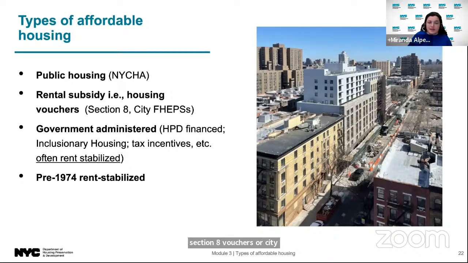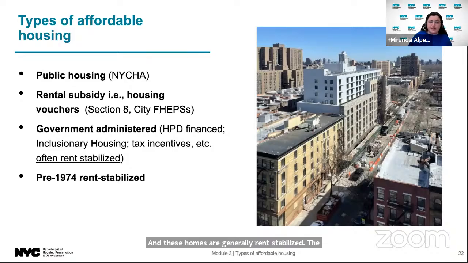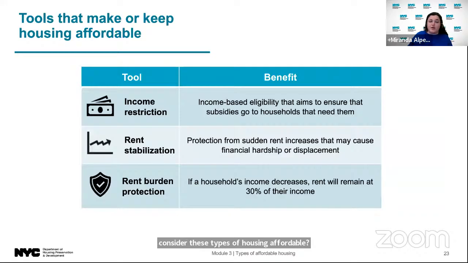The third type is government administered, which is a broad category of housing types where government is involved in financing or regulating the housing in some way. This category includes buildings that HPD finances or buildings that have to comply with MIH, which I just discussed. And these homes are generally rent stabilized. The last category is buildings that were built before 1974 that are rent stabilized, based solely on their age and size. So why do we consider these types of housing affordable? Because they're all governed by a tool that makes or keeps the housing affordable in some way.